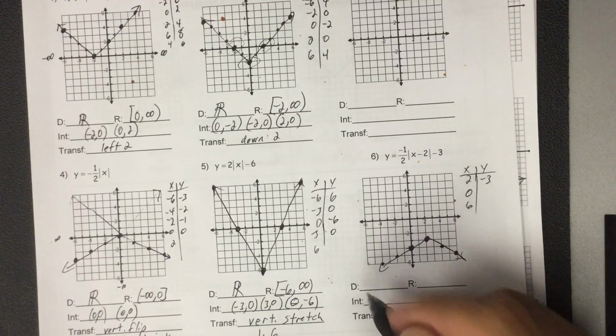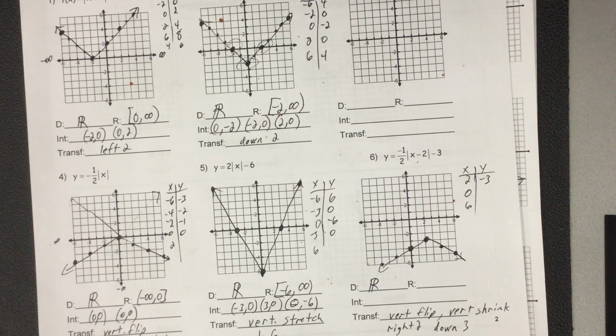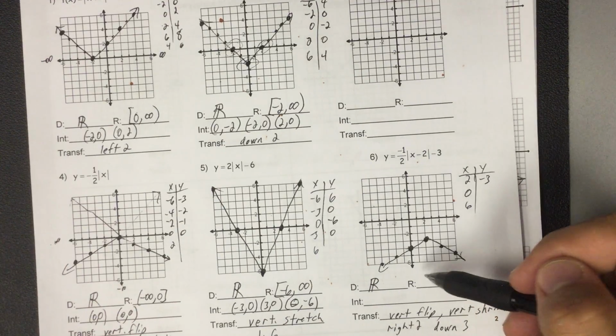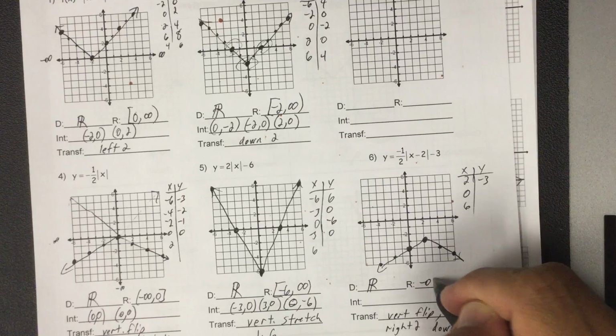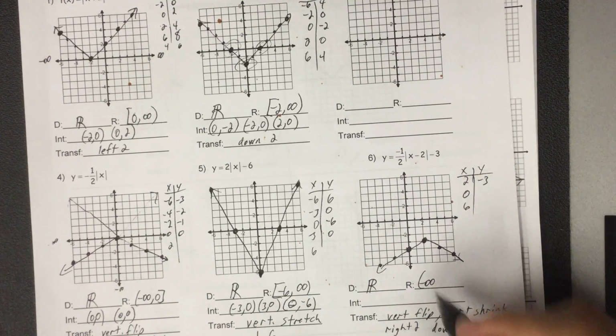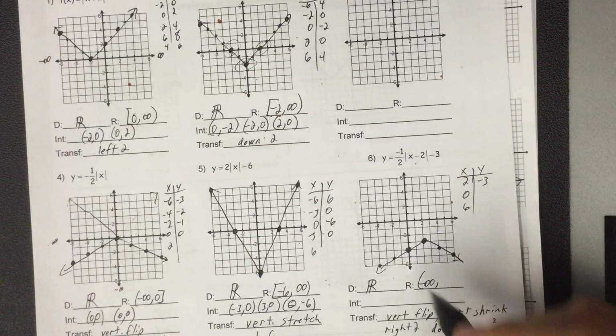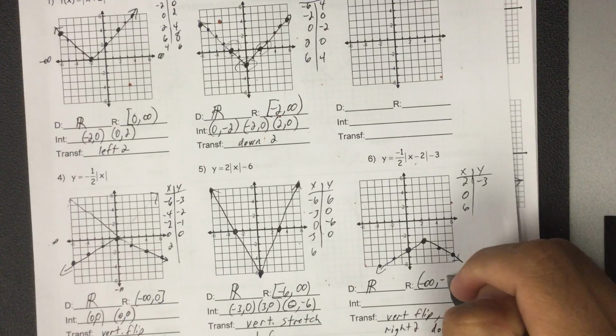All right, once I do that, my domain, again, all real numbers because it's going left and right. The range, if I start on the bottom, it does reach the negative infinity because it's pointing down. So all of the ones pointing down start at negative infinity, and they stop at the vertex. So I go all the way up here, it stops at -3.